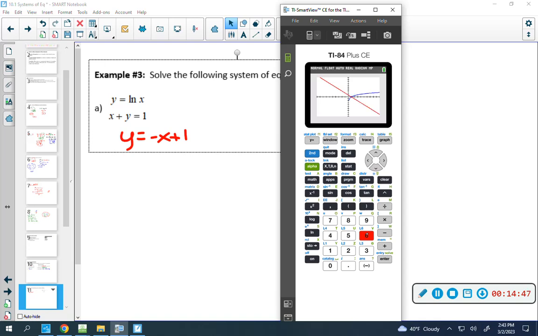Now, looking at it, it looks like they need it at 1, 0 if I had to guess, but I want to make sure it's not a decimal. We want it as accurate as possible. The calculator does it for you. You're going to hit second trace, and you're going to do number 5.